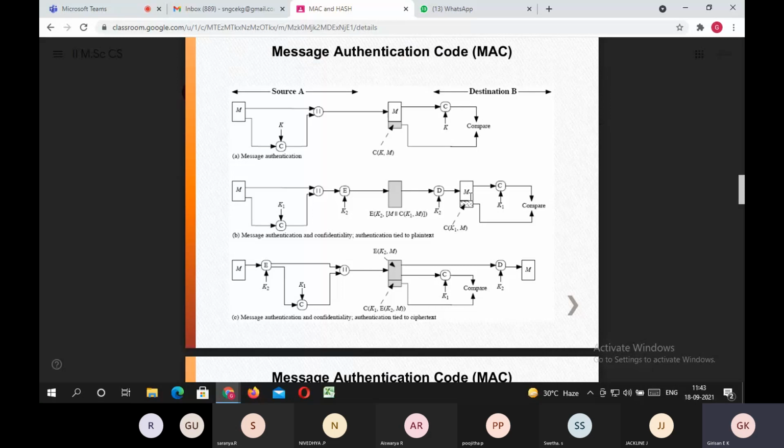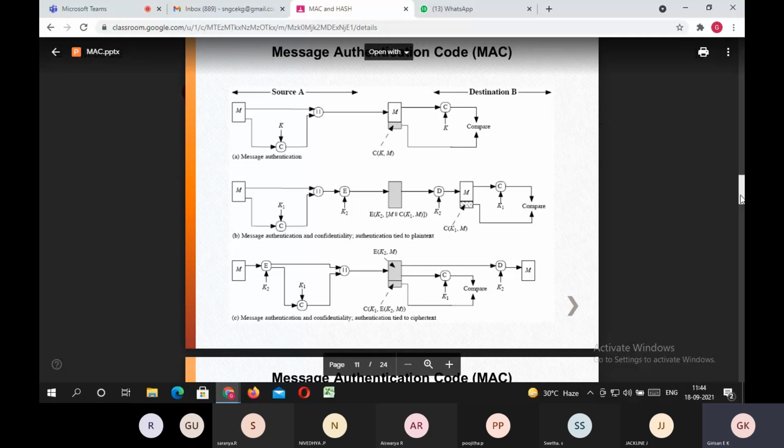Again, he will compute the MAC for the message using the K1 key, because the K1 key is used for computing the MAC. K2 is used for encryption and decryption. K1 is used for MAC. So you will get a result. That result will be compared with the MAC which has already been appended. If both happen to be the same, the recipient will accept the message, otherwise he will reject. So this is MAC authentication plus confidentiality.